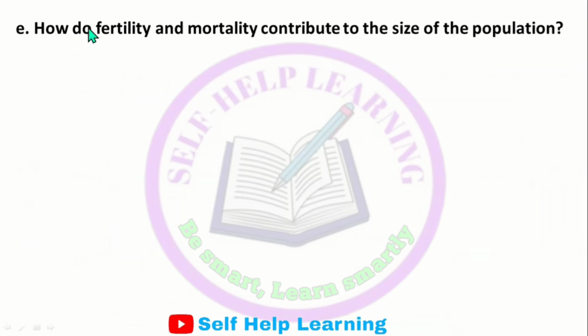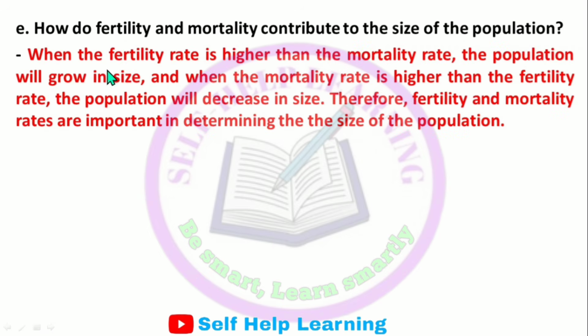Next, how do fertility and mortality contribute to the size of the population? When the fertility rate is higher than the mortality rate, the population will grow in size, and when the mortality rate is higher than the fertility rate, the population will decrease in size. Therefore, fertility and mortality rates are important in determining the size of the population.